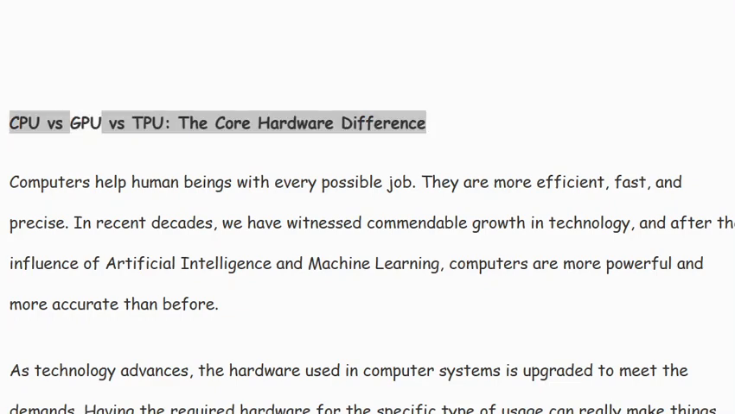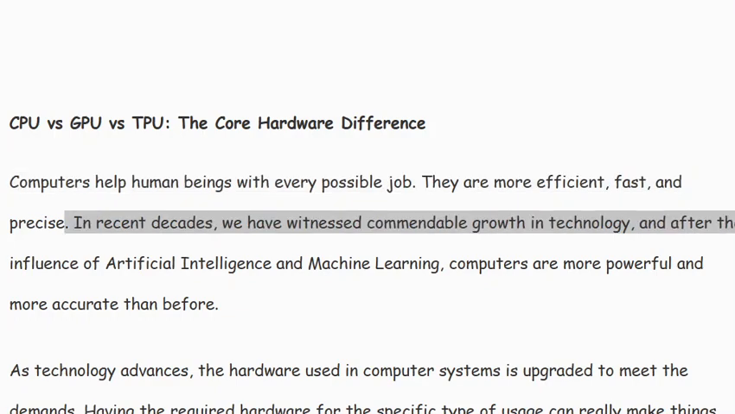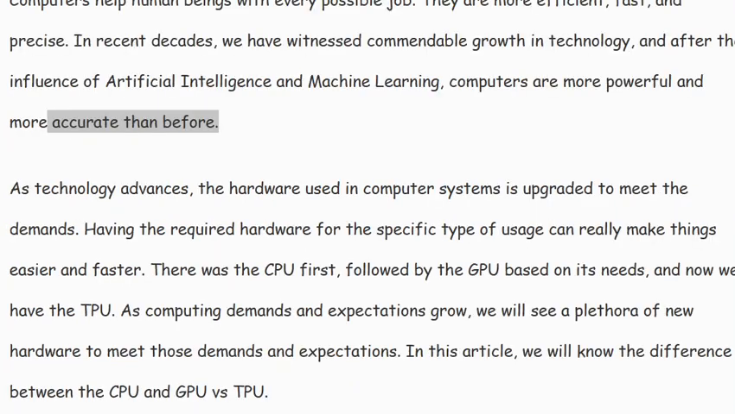CPU versus GPU versus TPU, the core hardware difference. Computers help human beings with every possible job. They are more efficient, fast, and precise. In recent decades, we have witnessed commendable growth in technology, and after the influence of artificial intelligence and machine learning, computers are more powerful and more accurate than before.